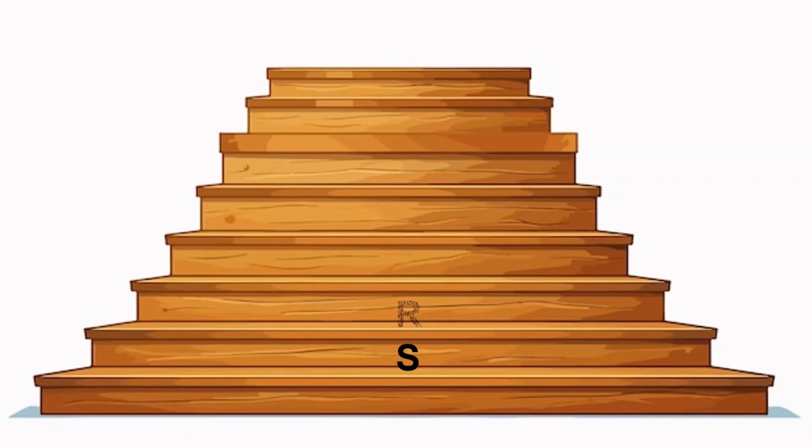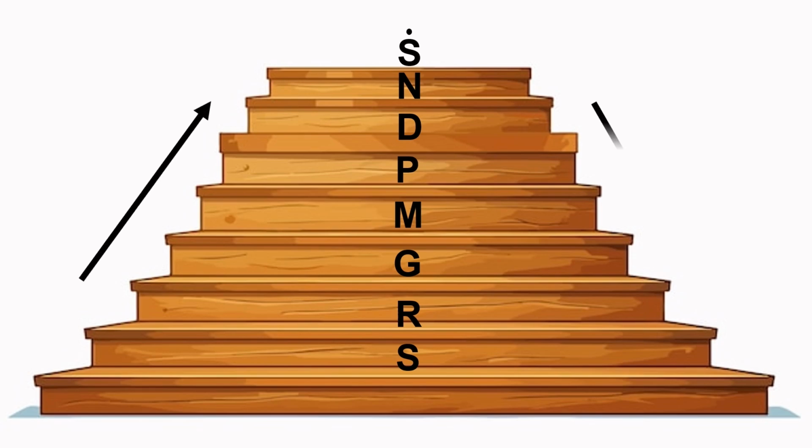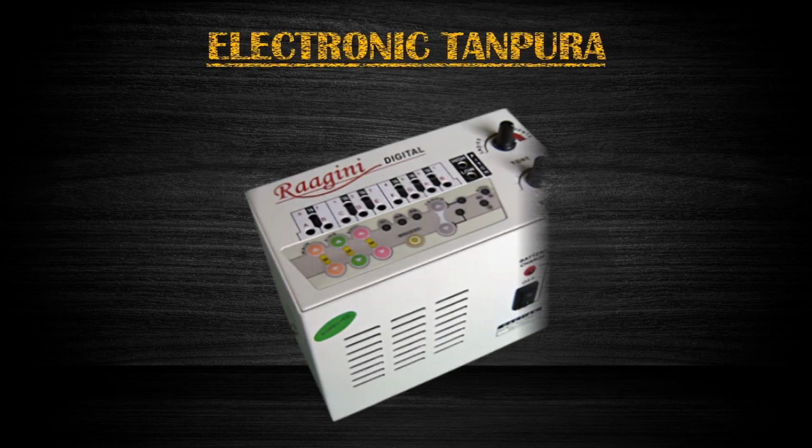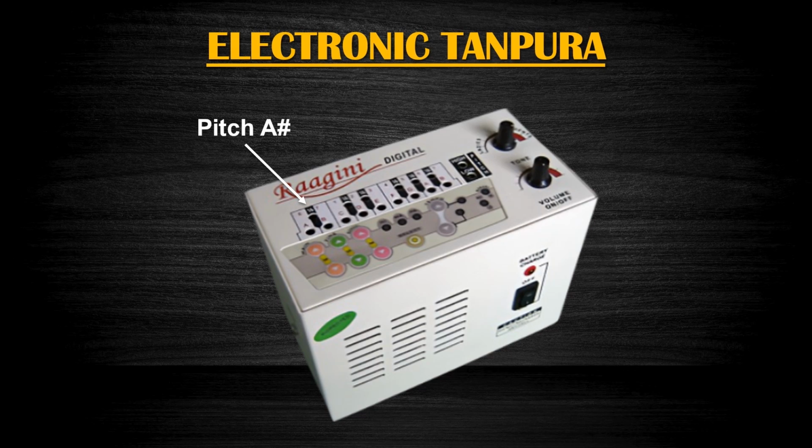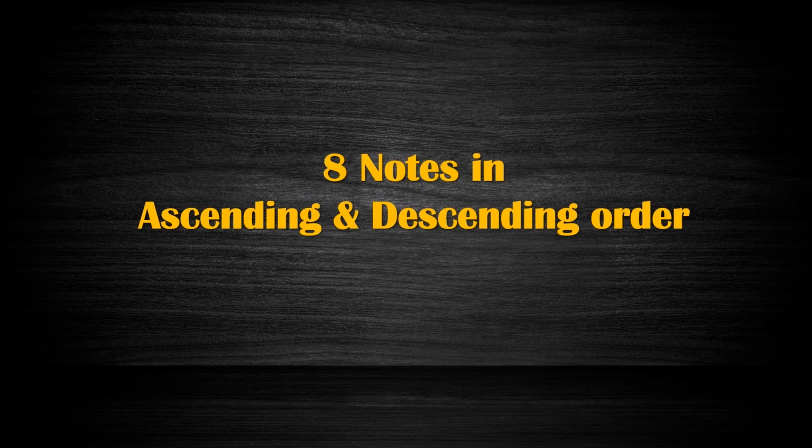Now, do you still remember the staircase when we sang the 7 Shuddh Swaras in our previous lesson? Today, we will sing the 8 notes in both ascending and descending order. See on the diagram, it is a staircase going up and coming down with the 8 notes. Same as in our previous lesson, we will use an electronic tanpura and we will tune it to pitch A sharp. Let us sing.